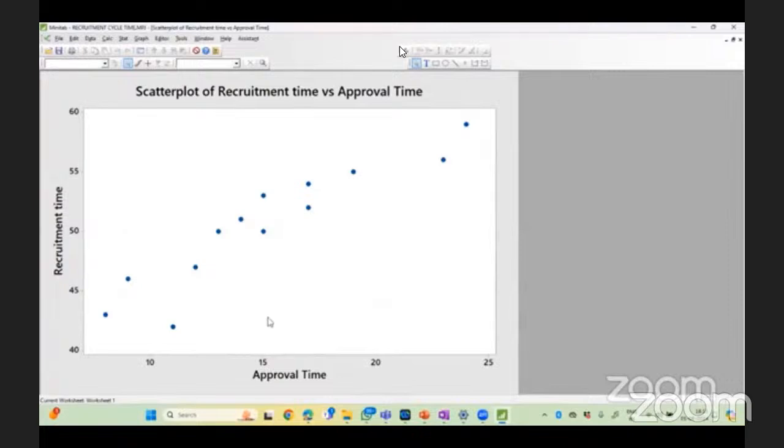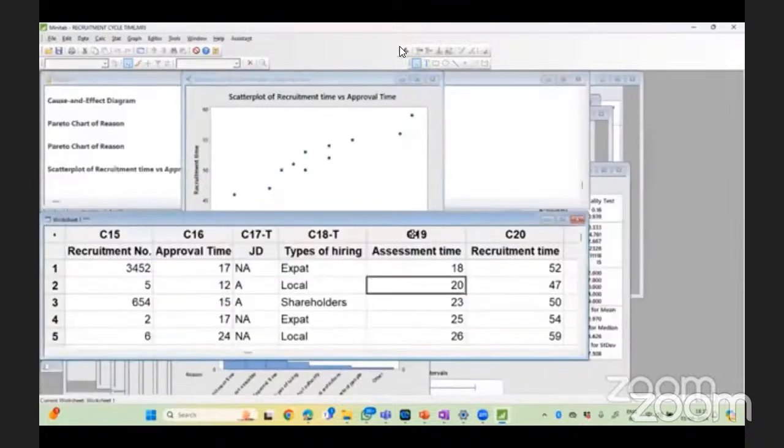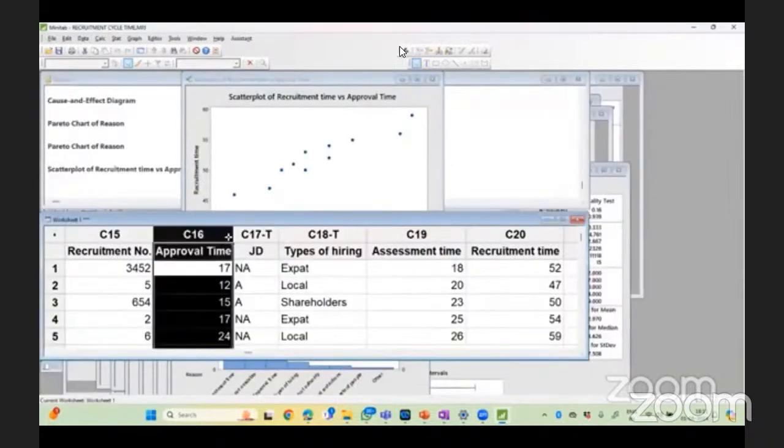If the approval time was increasing and the recruitment time was decreasing, I would say it's a negative relation, meaning one increases, another decreases. In both cases, there is a relationship. That means I validated the root cause. If I reduce my approval time, cut down on lots of unnecessary steps there, it will improve my recruitment time. So I got one root cause, which is approval time.